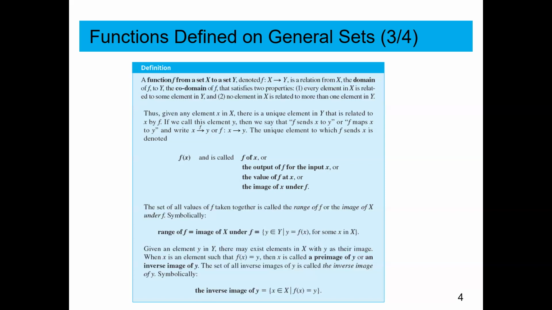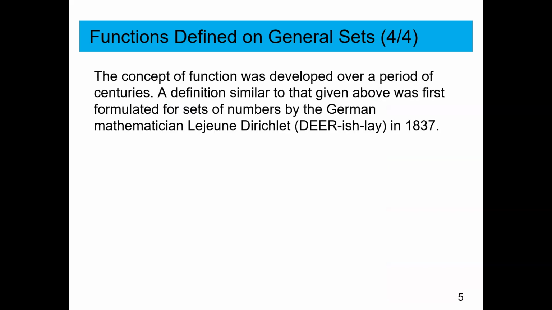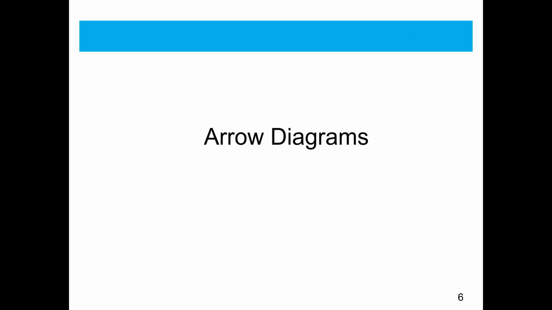A lot of the idea of functions goes back to a German mathematician known as Dirichlet. These definitions are based on things Dirichlet did in the 1800s. Truth is, a lot of this was worked on even before then. It's not that recent; some of the concepts have been around for a long time. But most commonly, to start to understand them, we're going to use something called an arrow diagram.